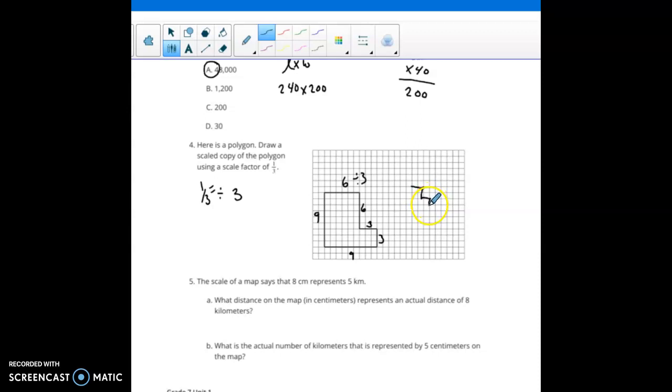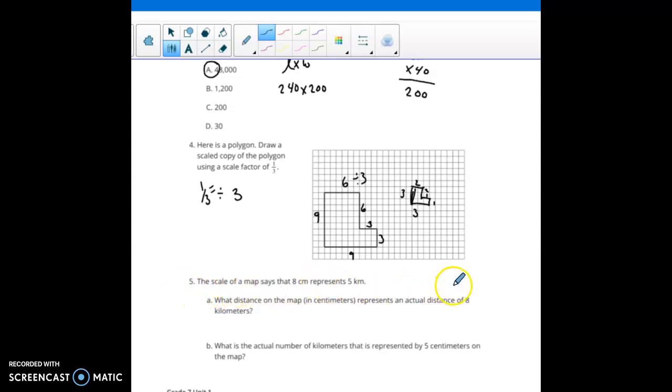I get 1. I get 3. 9 divided by 3, and 9 divided by 3. So we should get 3, 3, 1, 1. 2 is this side here, and 2 is this side here. Okay, great job. Number 5.